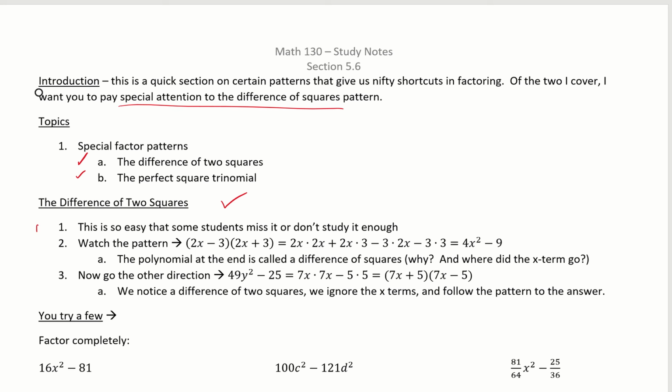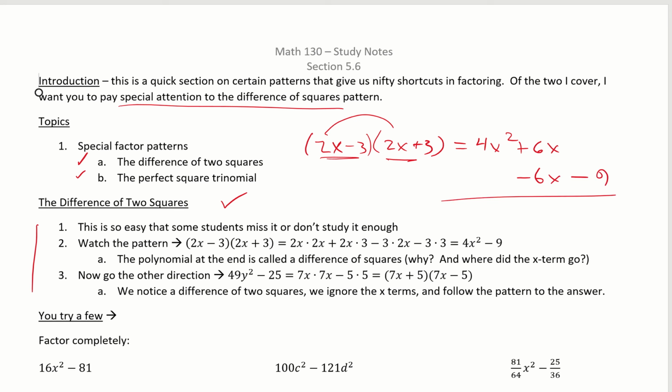So let's look at this little thing I typed up. In fact, I'm going to do it out here too. So first again, we'll start with multiplication. So 2x minus 3, and then 2x plus 3. Notice the pattern. These guys are the same except one's plus and one's minus. If you were to multiply them out, you get 4x squared, you get plus 6x, minus 6x, and then finally minus 9. What happens to the 6x's? I think you know. They cancel.